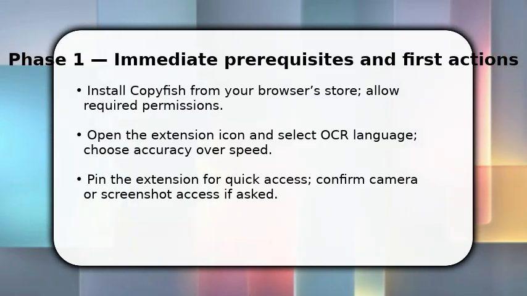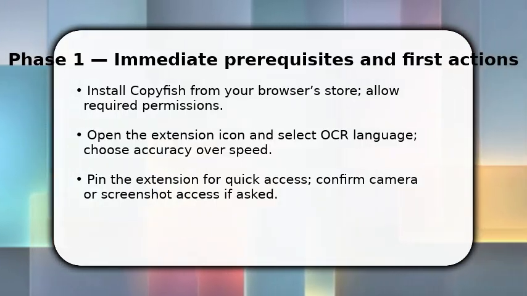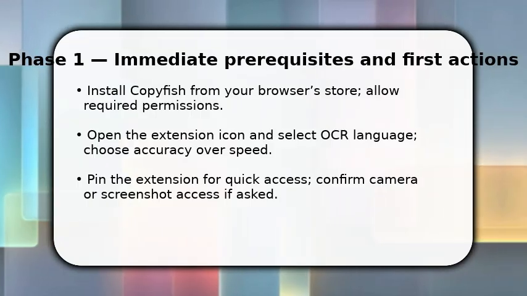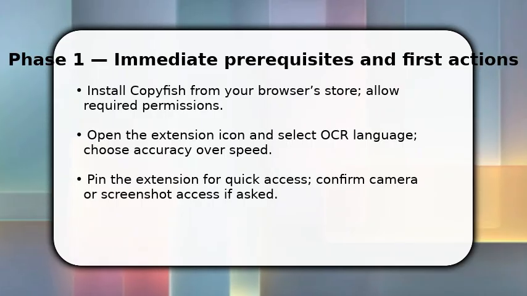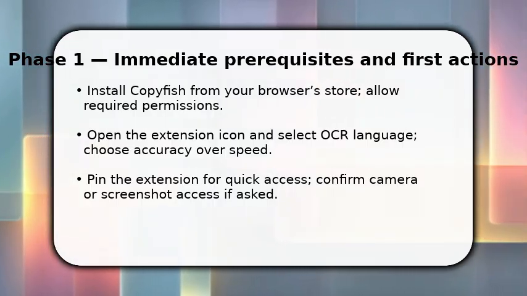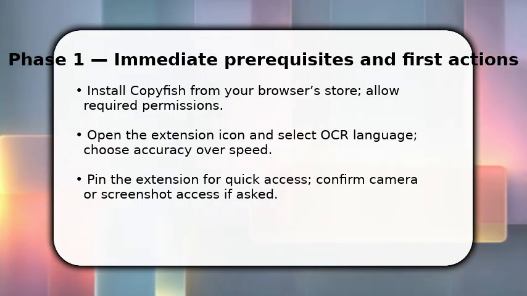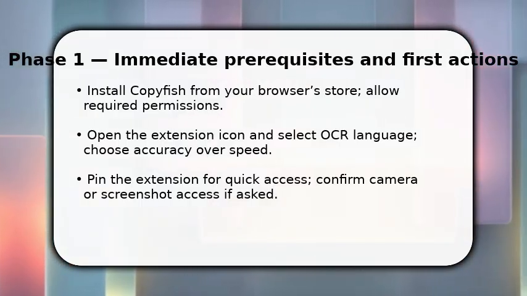You start by installing and enabling Copyfish, because without activation you can't extract text. Once installed, click the icon and pick the OCR language. This matters for accuracy. Make sure you grant any screenshot or camera permission, otherwise the tool won't capture content. Pin the extension to your toolbar so it's always one click away. After these steps, you're ready to capture.